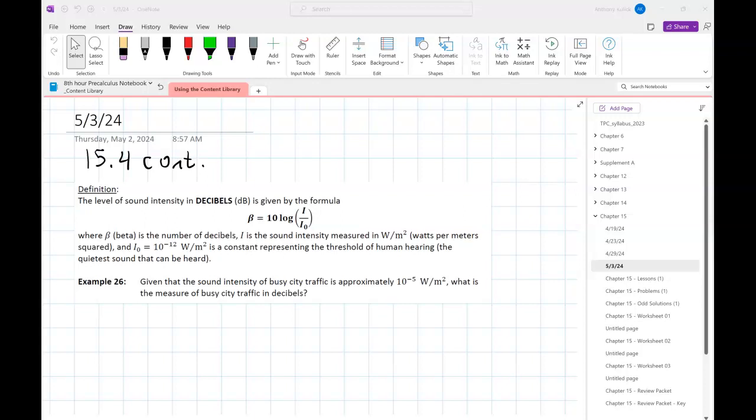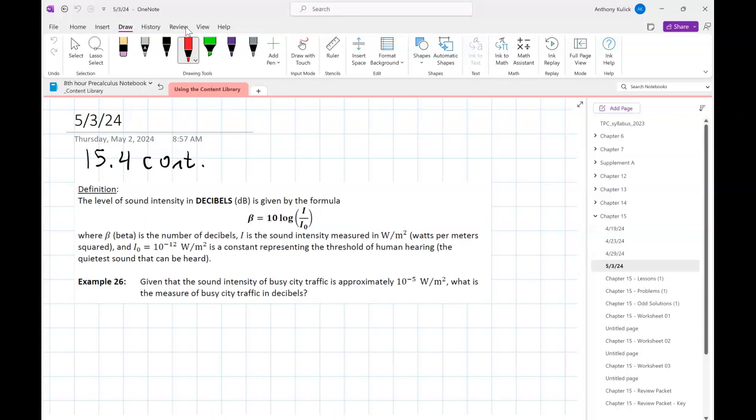We're just going to be looking at some applications. So we're going to look at some real life situations that can be described using exponential or logarithmic equations. The first of those situations is going to be regarding sound intensity.